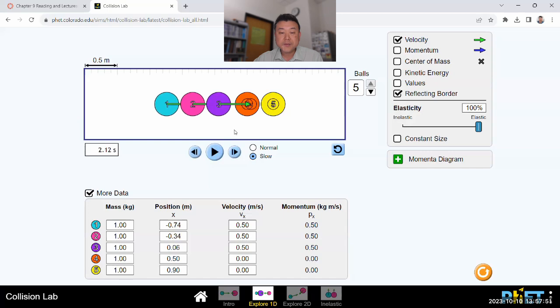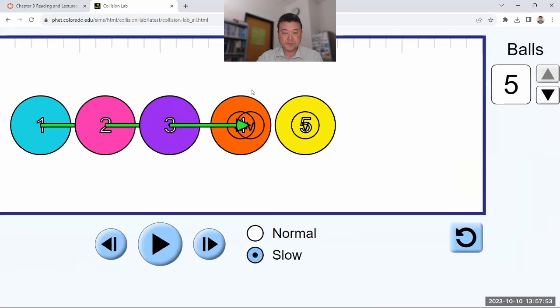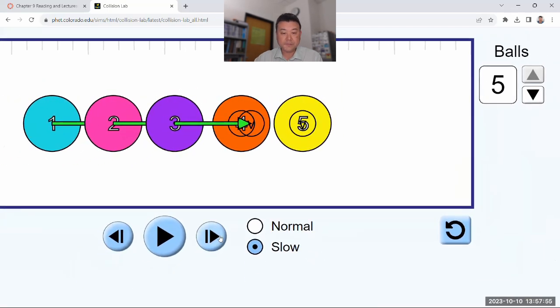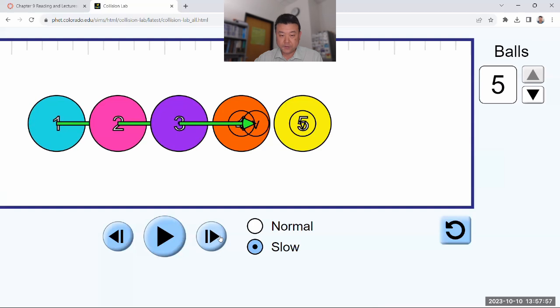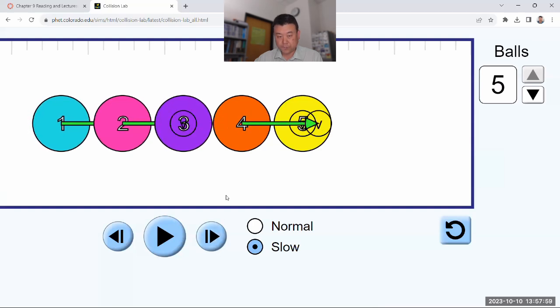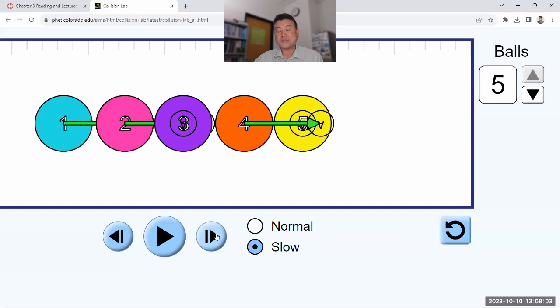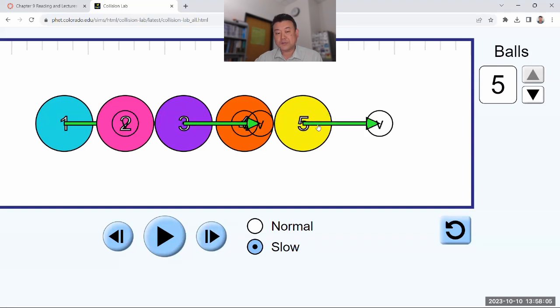So let me stop it here. All right, let's do frame by frame. So 3 collides with the 4. 4 moves. Okay, 3 is at rest. In the next amount of time, 4 collides with 5. 5 is moving. 2 collided 3. 3 is moving. 1 hasn't collided with anything yet.